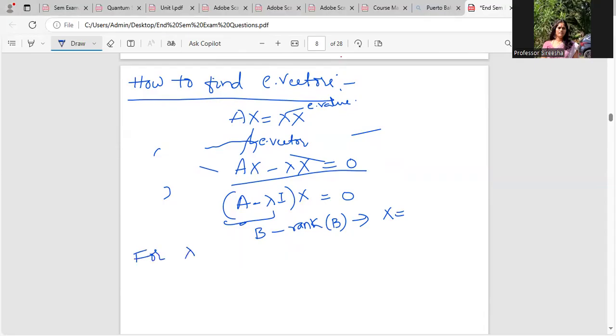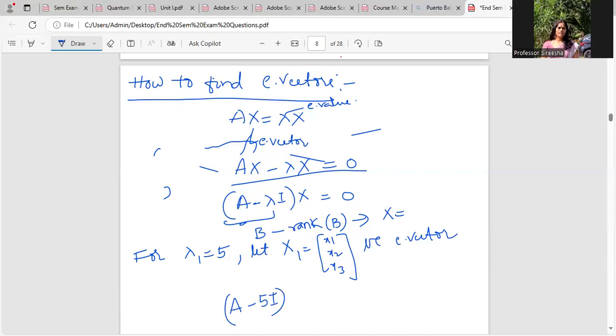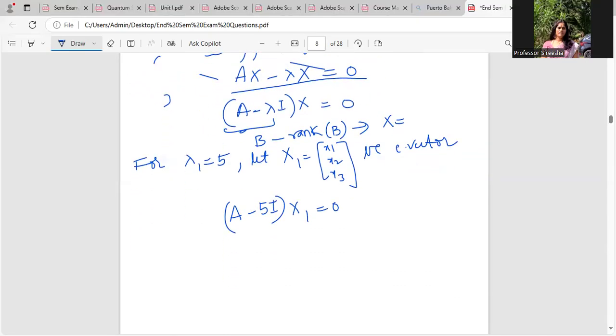So here, first I'll be doing it for lambda 1 is equal to 5. Okay. So in the place of lambda, I'll be introducing 5. For lambda 1 is equal to 5, let X1 be the eigenvector. How does X1 look? x1, x2, x3. Capital X1 looks like this. Let X1 be the eigenvector. Okay. So I'll rewrite this: A minus 5I into X1 is equal to 0. I'm in the process of finding X1.